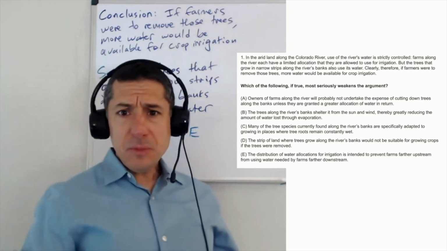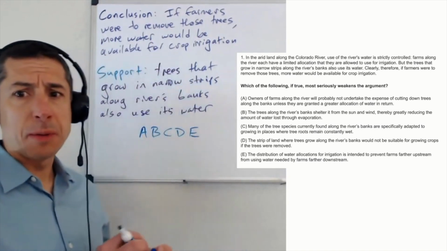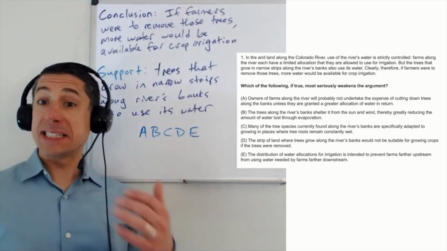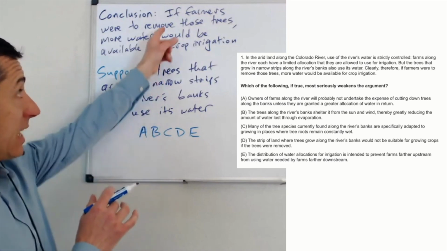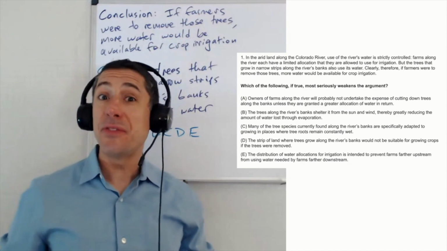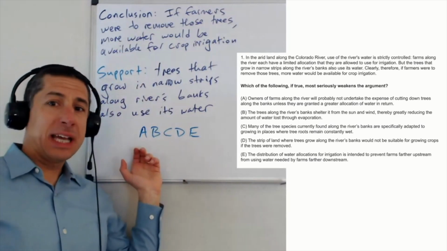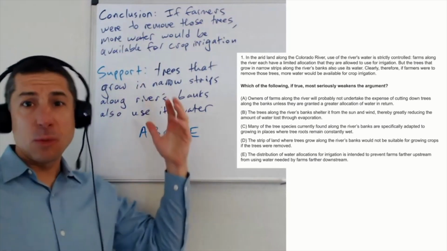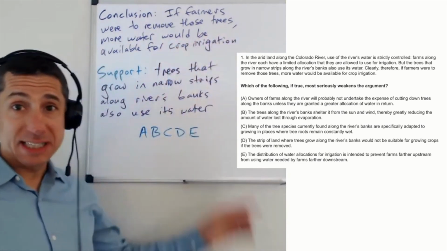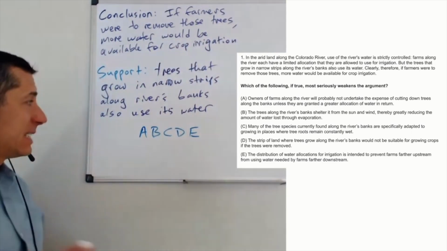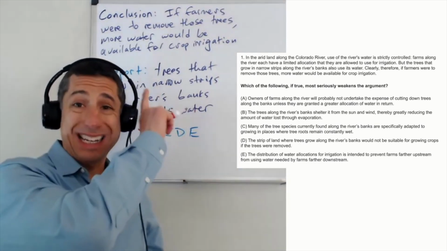All right. Answer choice A. Owners of farms along the river will probably not undertake the expense of cutting down trees along the riverbanks unless they are granted a greater allocation of water in return. Okay, again, notice what's the conclusion here? We've got this little conditional statement there. If farmers were to remove those trees, more water would be available for crop irrigation. A doesn't weaken it at all because it's saying, well, maybe they wouldn't bother removing those trees. Well, that doesn't matter. The conclusion says if they were to remove these trees, this would be the consequence. So for that reason, we can get rid of A, because whether or not they actually do it is irrelevant to that conclusion, exactly as the author's written it.